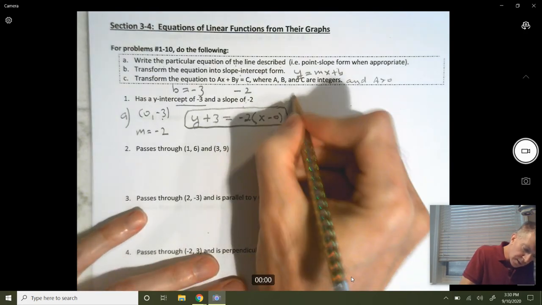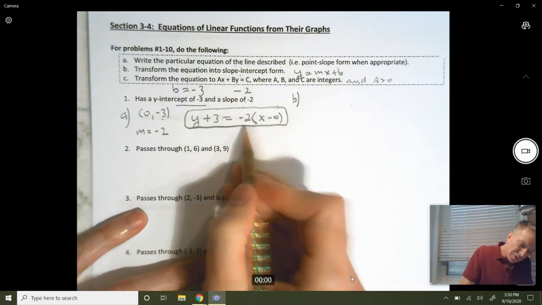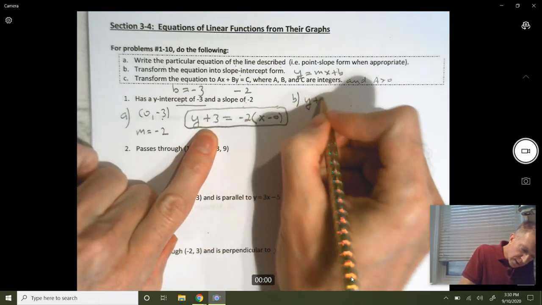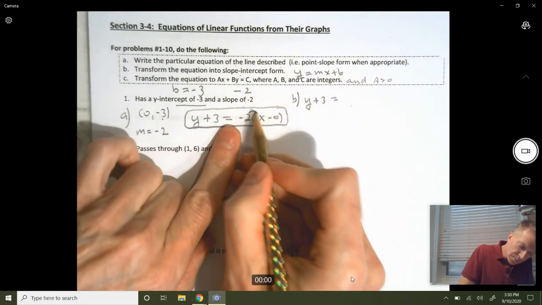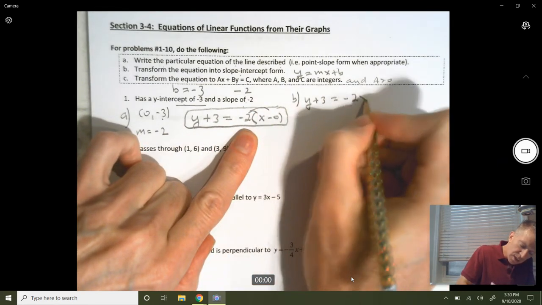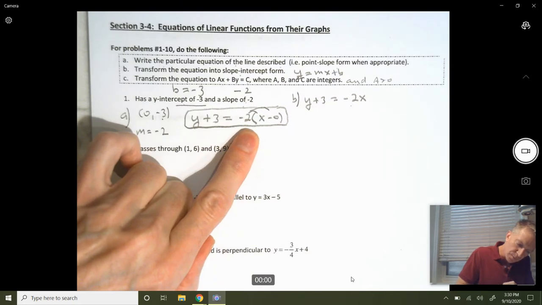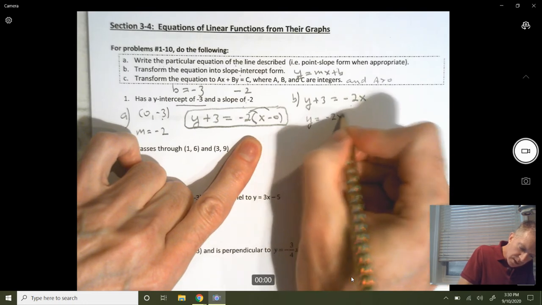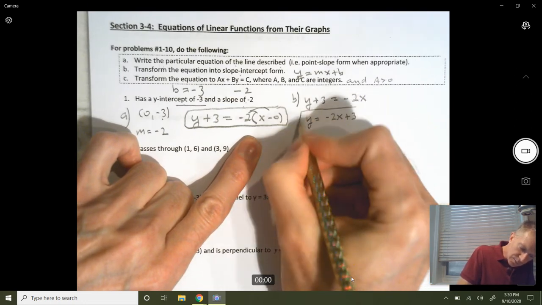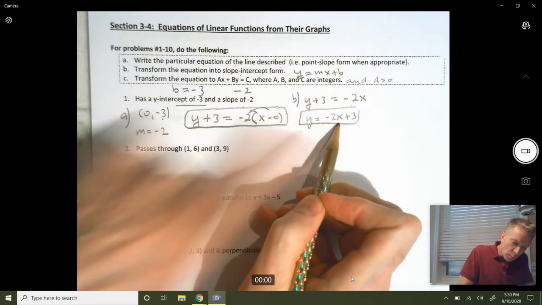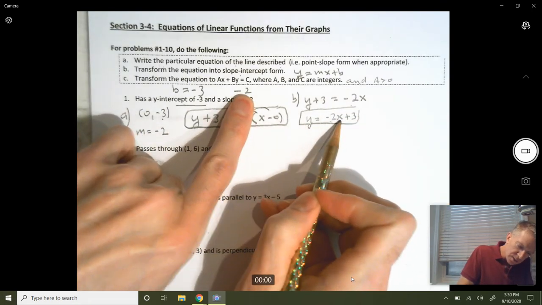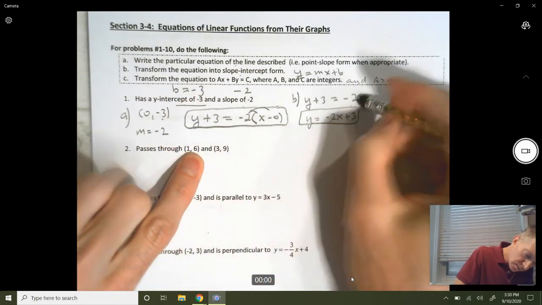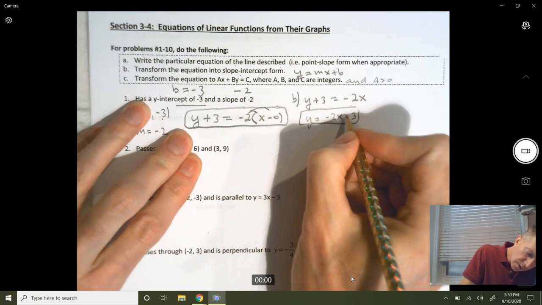And part B, if you transform, really transforming this, there's not much to do. So you've got y plus 3 equals, let's distribute that -2: -2x plus 0. And slope intercept form is just y equals -2x plus 3. Again, this one is kind of made to go straight to this form. Y equals your slope, -2x, plus your y-intercept. That should be -3, thank you, because we're subtracting the 3 over here.